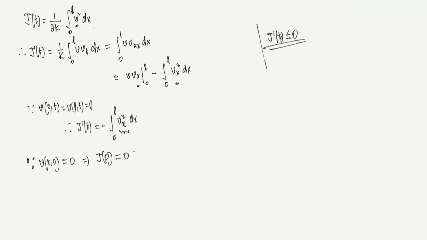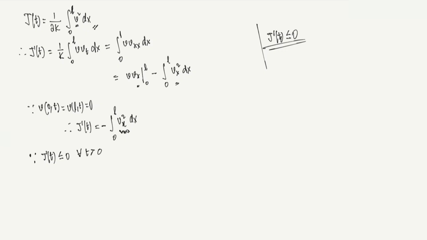And you see, J of t is always assumed to be positive. Let me put it this way. If you look at J prime of t, this is a positive term, and if you are taking the integral of a positive term, that becomes positive, and there is a negative sign. So essentially J prime of t is less than or equal to 0 for all time t greater than 0.